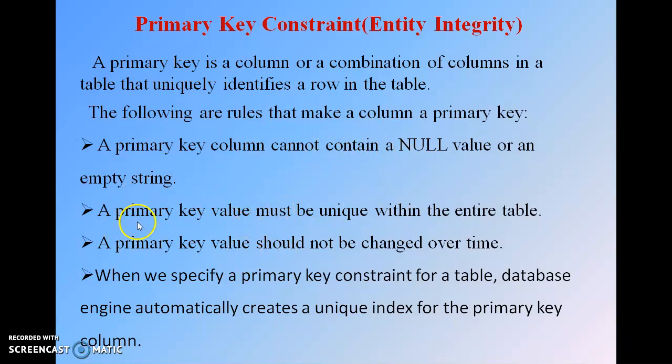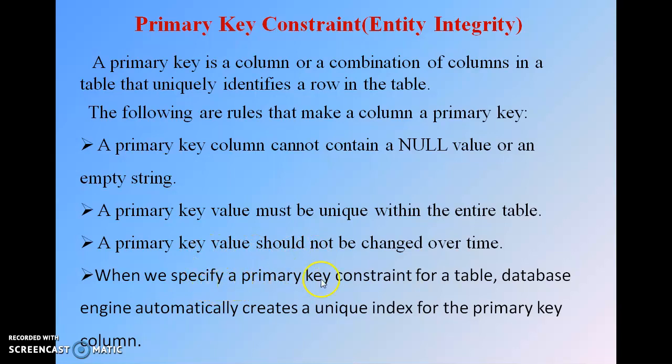Second rule is that a primary key value must be unique within the entire table. Means whatever value we enter in a primary key constraint column, that value must be unique. It is not a duplicate throughout the column. It must be unique within the entire table or throughout the declared column. Next rule is the primary key value should not be changed over time. Once we declare a primary key constraint, then the value for that constraint should not be changed.